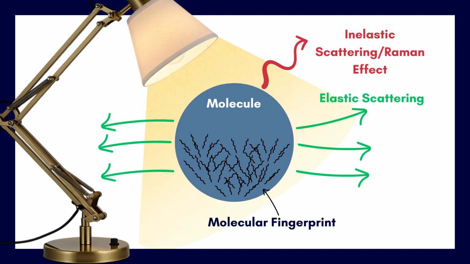By measuring these tiny energy shifts in the scattered light, we can read the molecule's molecular fingerprint, which is the same fingerprint we saw from the vibrations, and learn what kind of molecule it is and how its atoms are arranged. Now that we understand molecular fingerprints, let's look at a real example.